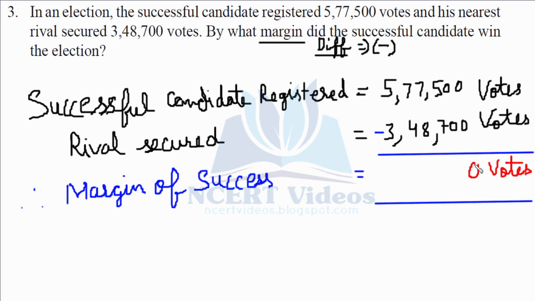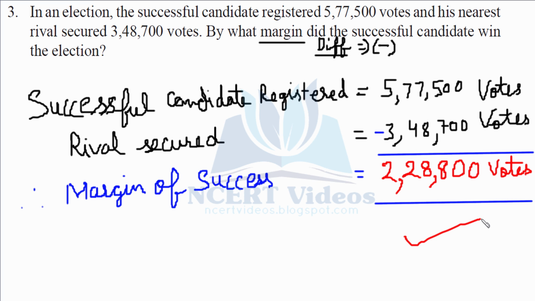So margin of success would be 15 minus 7, which gives you nothing but 8. So here carry was taken, so it becomes 8. And here again simple. 6 minus 4, 2, and it is 2. So it gives 2,28,800 votes margin.